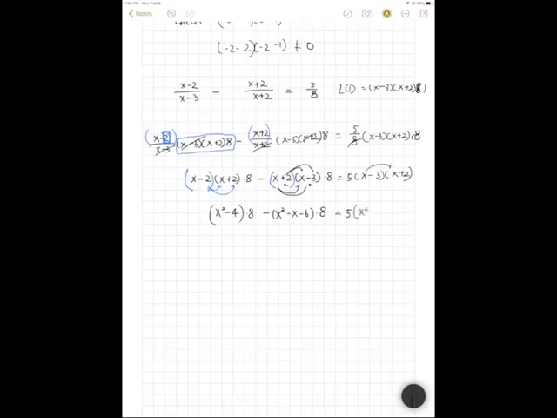So you have x squared plus 2x minus 3x minus 6. Okay, then we distribute the 8 inside. Here you have a negative sign and you have an 8. You can either distribute the negative sign inside the parentheses first or distribute the 8 inside first. I would like to distribute the 8 inside first.